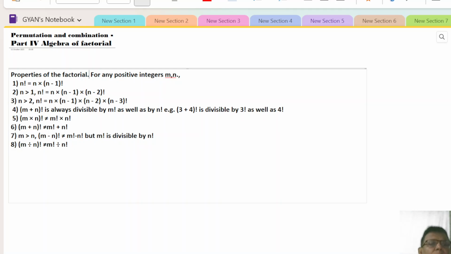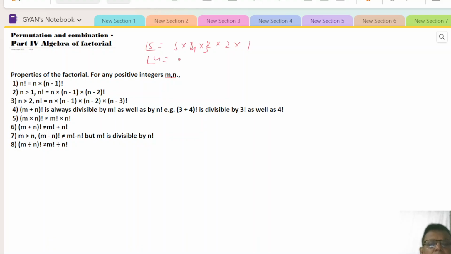Welcome to permutation and combination part 4, and here we'll study the algebra of factorials. So what is a factorial? A little bit we have learned this. Suppose factorial 5 is there. Factorial 5 is 5 into 4 into 3 into 2 into 1. So what is factorial 4? Factorial 4 is 4 into 3 into 2 into 1.